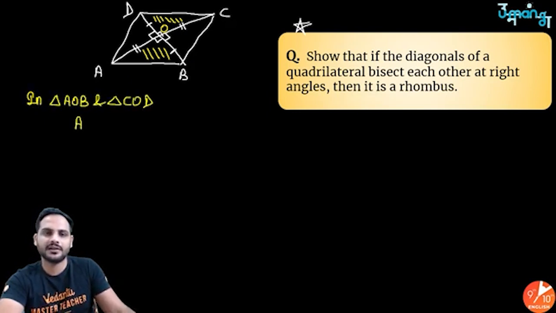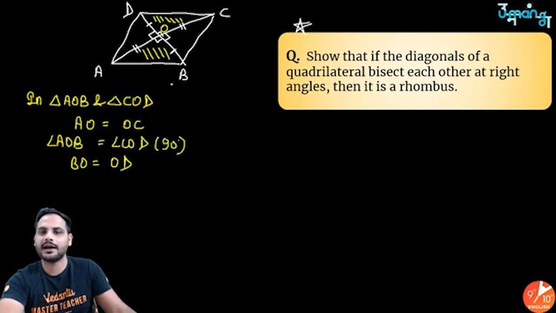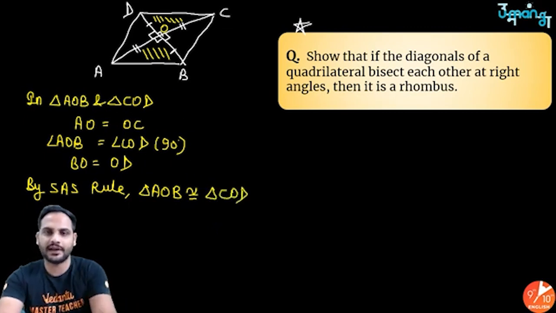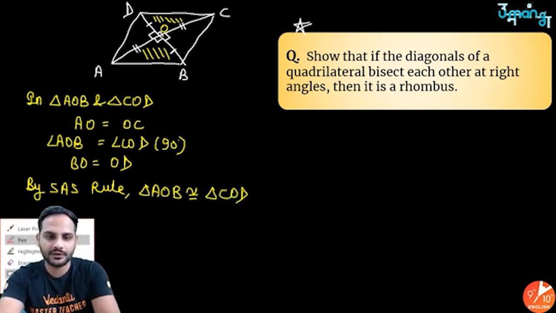first, AO is equal to OC, given. BO is equal to OD, given. And angle AOB is equal to angle COD, 90 degrees. All are given. So by the side angle side rule, I can say, sir, by the SAS rule, triangle AOB is congruent to triangle COD.